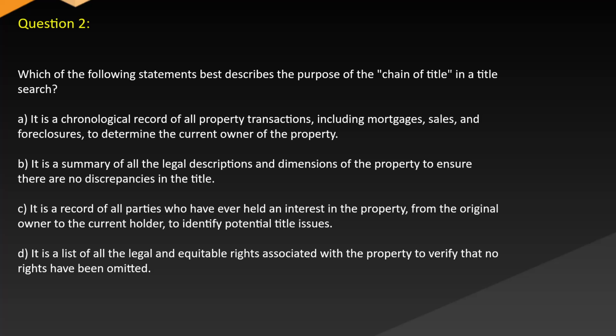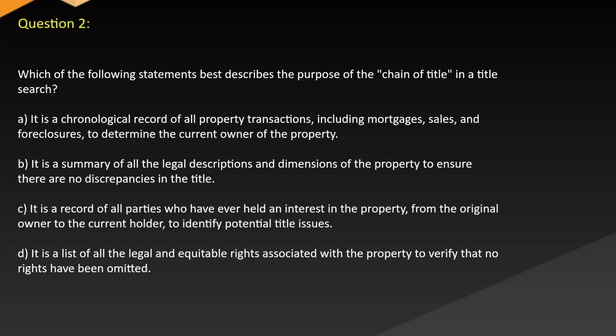Question 2. Which of the following statements best describes the purpose of the chain of title or title search? A. It is a chronological record of all property transactions, including mortgages, sales, and foreclosures, to determine the current owner of the property. B. It is a summary of all the legal descriptions and dimensions of the property to ensure there are no discrepancies in the title.